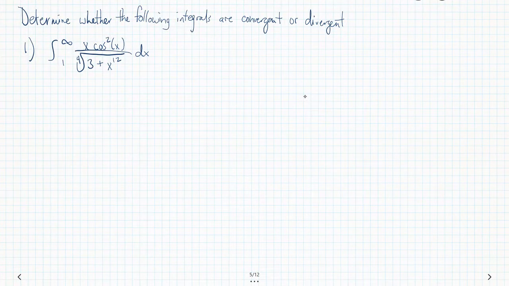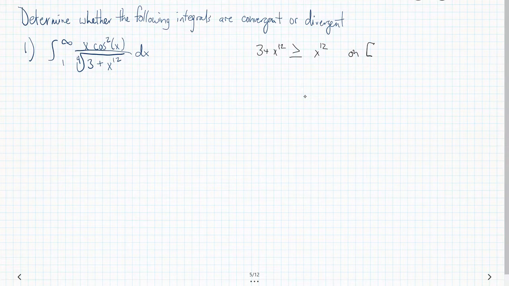Now when we try and determine if an integral is convergent or divergent, we have a few more things at our disposal. What do we mean by that? Now notice our intervals from 1 to infinity. So first off, if we compare 3 plus x to the 12th and just x to the 12th, which one's larger? Well, hopefully you recognize this on the interval 1 to infinity, right? So we can kind of move forward from here.